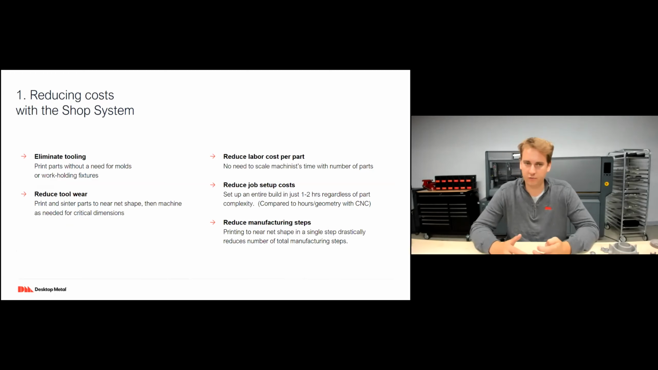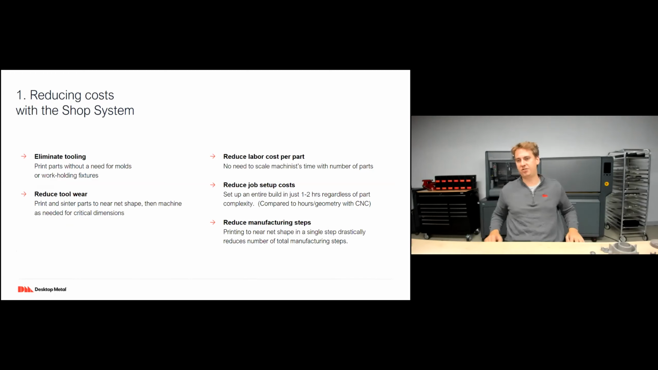This allows us to really reduce costs with the shop system. Of course, we're eliminating tooling, so we're printing our parts without the need for molds or work holding fixtures that are going to add to our part costs. We're reducing our tool wear because generally we're just machining critical dimensions if even necessary. We're greatly reducing our labor costs. We don't need to scale our machinist time with the number of parts. We can set up that entire build in just 1 to 2 hours, regardless of the complexity, compared to hours of a machinist time per part to set up that manufacturing operation.